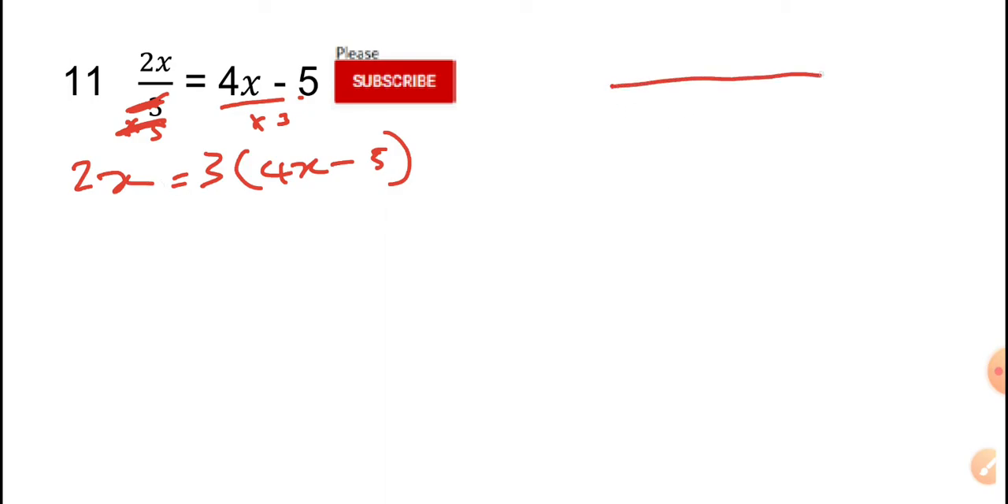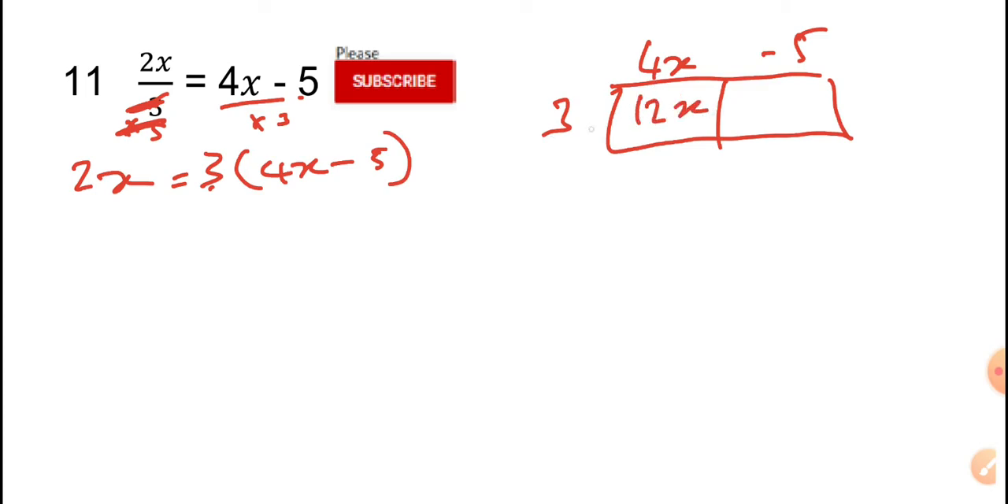And if we expand the right hand side, the 3 comes here. If you don't understand expanding brackets, you'll have to watch a separate playlist for expanding brackets. So for now, 3 times 4x is 12x, and 3 times minus 5 is minus 15. So the right hand side is 12x minus 15, and the left hand side we have 2x.